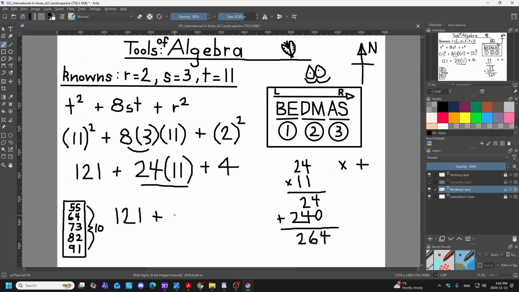plus 264 plus 4. So I'm going to add the 4 here to this. Okay, because now we're down to the final step, addition, subtraction. So I'm going to add this 4 to this, which is going to basically be 268.